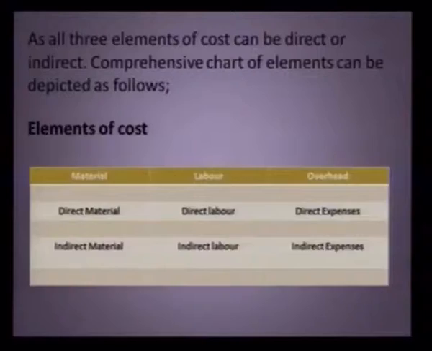Can you further elaborate on these elements of cost which you have just talked about, as direct and indirect? As we have already discussed, there are 3 components of cost, that is material, labor and expenses. And again these 3 components can be classified as direct and indirect. So we can say there are 6 major components of cost: direct material, indirect material, direct labor, indirect labor, direct expenses, indirect expenses.